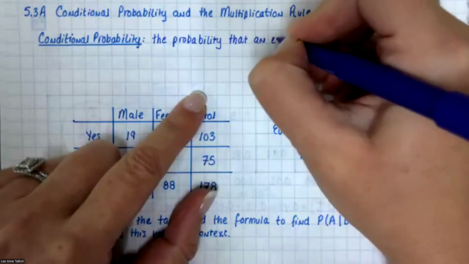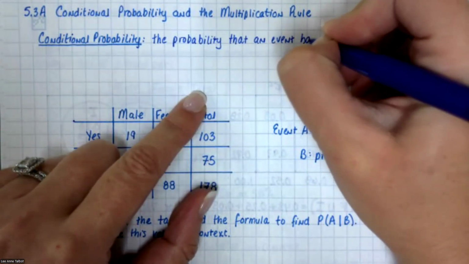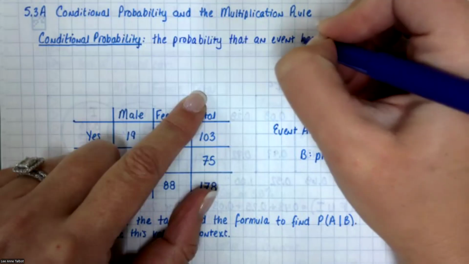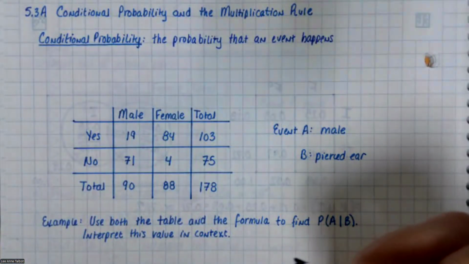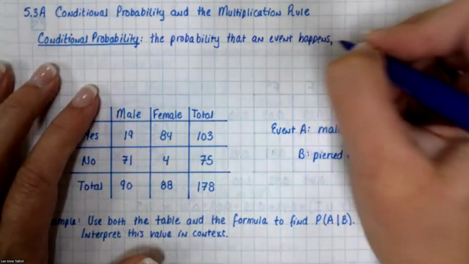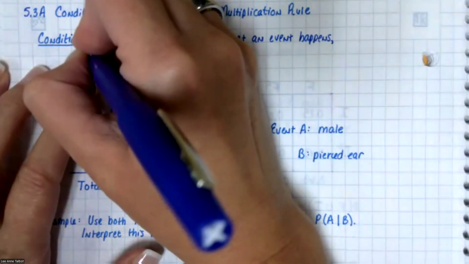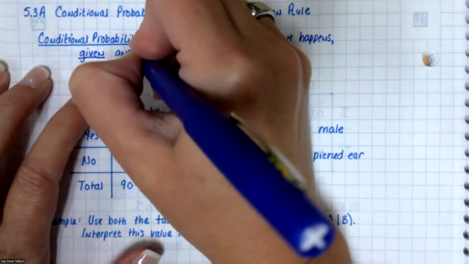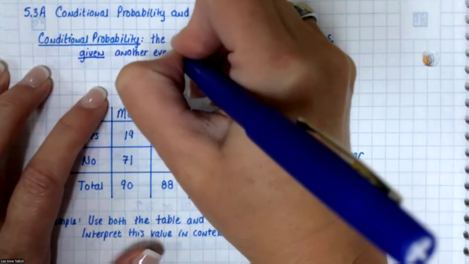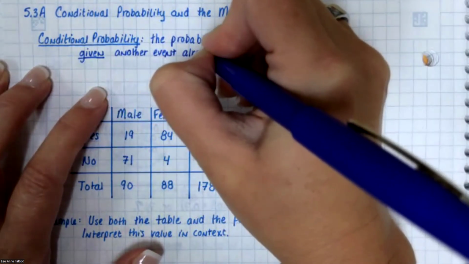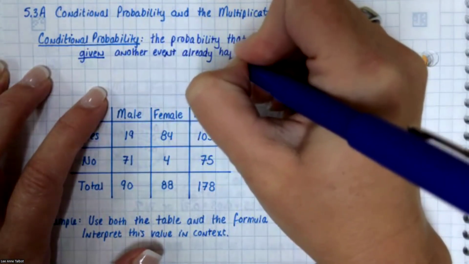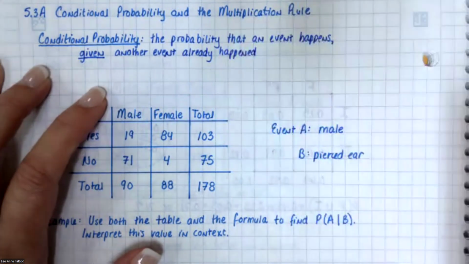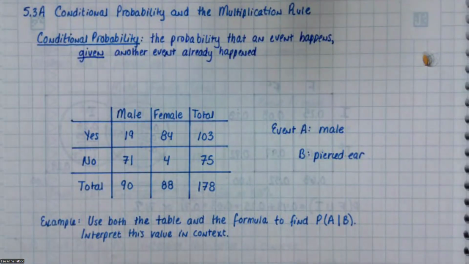Okay, so the probability that an event happens, okay, that's not really surprising because that's what probability is. The probability that an event happens, comma, given, and this is the word I was talking about, another event already happened. Conditional probability: the probability that an event happens given another event already happened.